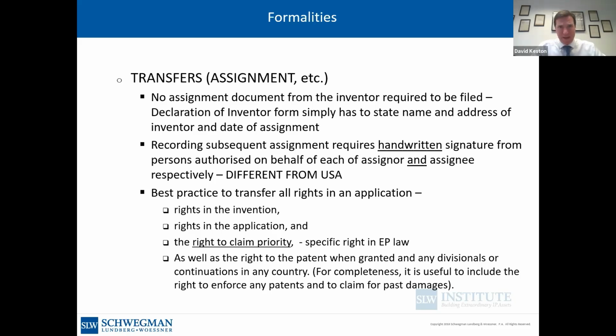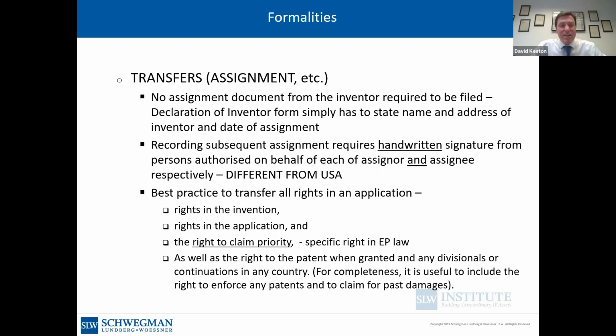Now, that can obviously get quite complicated when one is not quite sure who the employer is, but in the vast majority of cases, if you file an application in the name of an applicant, there will be inventors, and those inventors are assumed to be employees, or indeed to have assigned to the applicant. And the EPO doesn't need to see an assignment document from the inventor to prove it.